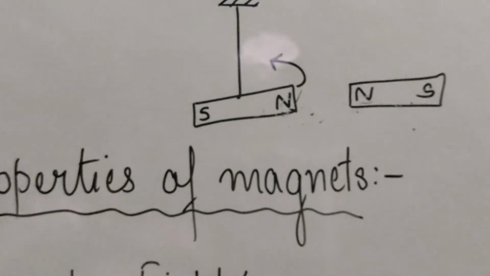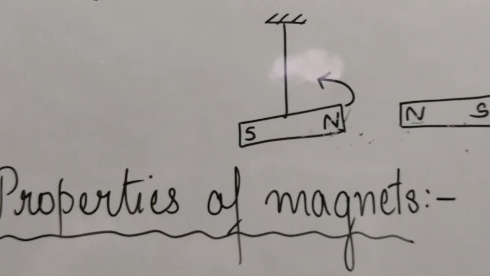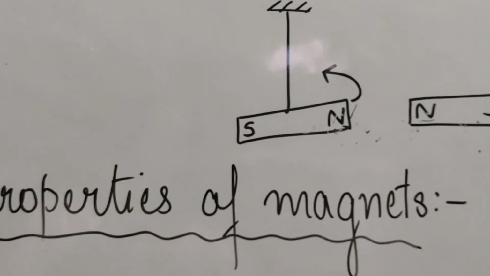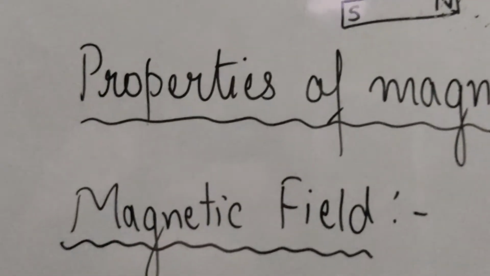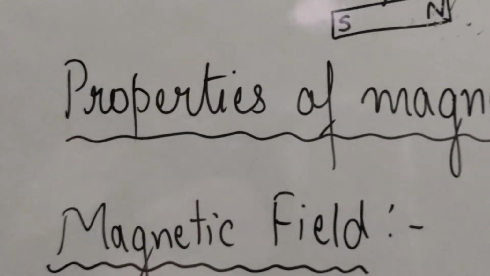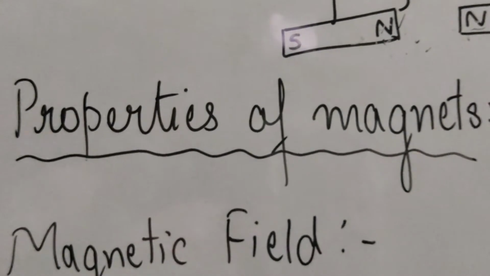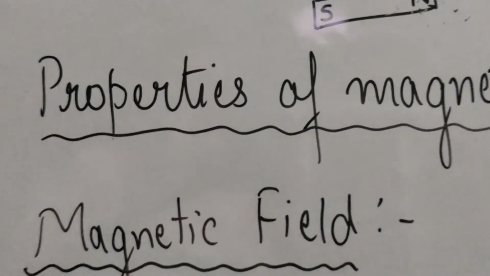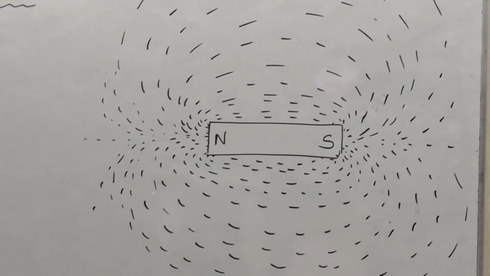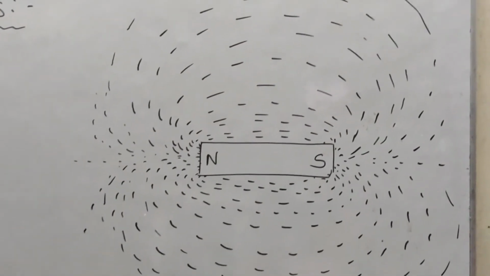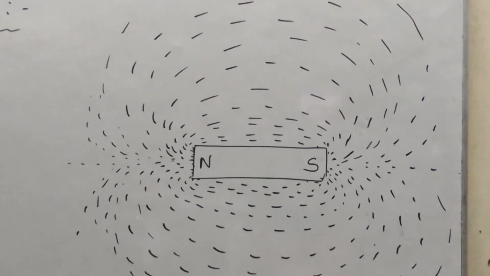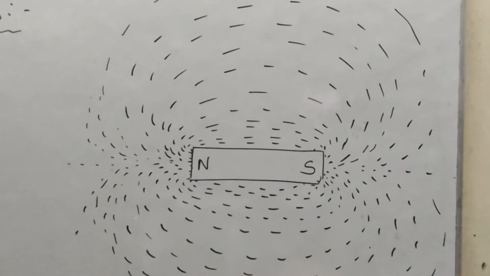Like we have seen that when freely suspended, a magnet always points in the north-south direction, and like poles repel each other, unlike poles attract each other. Then we have seen what is magnetic field: the space around the magnet in which its magnetic influence or force can be felt. Now, let us see what are magnetic field lines. To understand magnetic field lines, let us have a look at this diagram. Here assume that you have a drawing board.